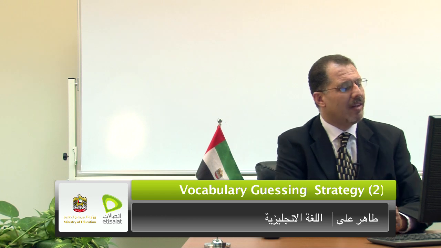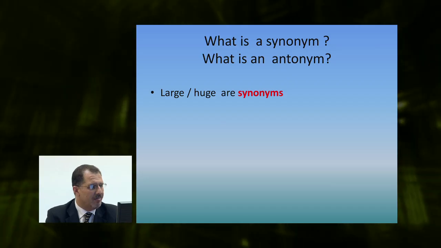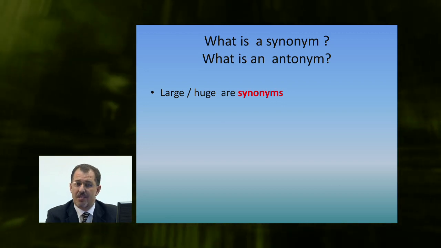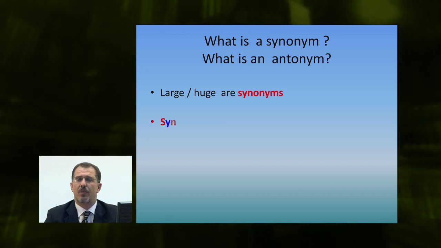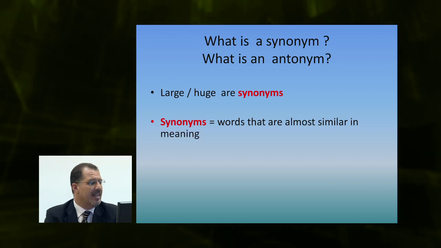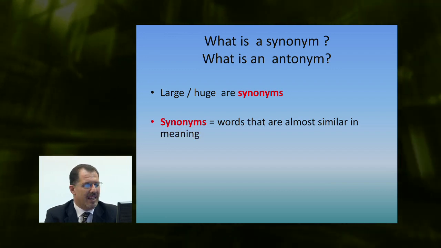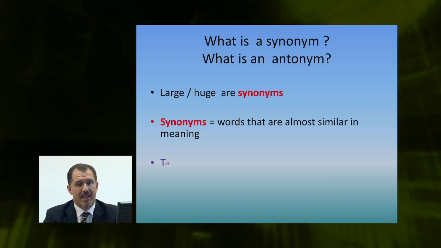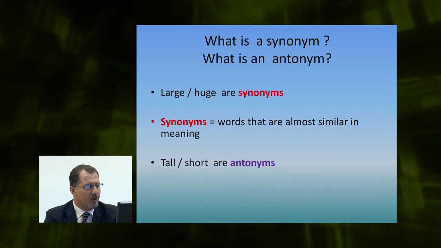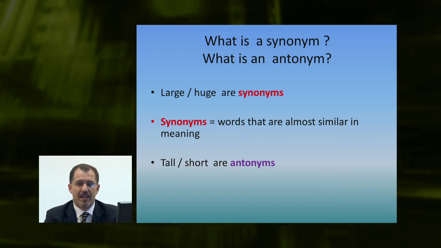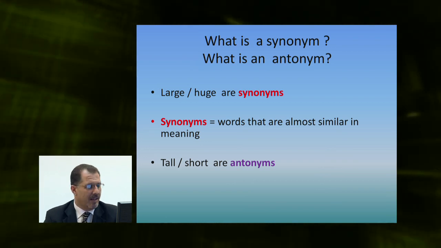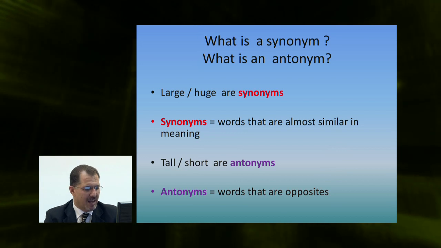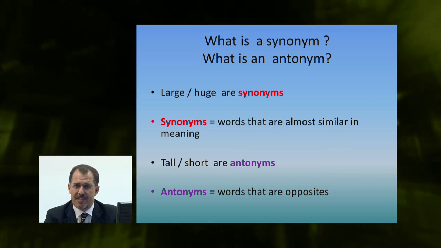Now let's take a look at these two examples. Large, huge are synonyms. So what do you think synonyms are? Synonyms are words that are almost similar in meaning. Now let's talk about antonyms. Tall and short are antonyms. So antonyms are words that are opposites in meaning.